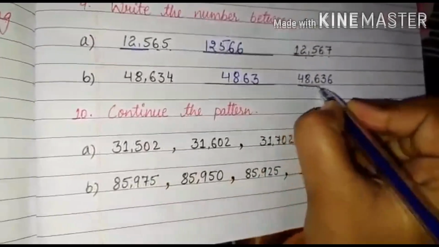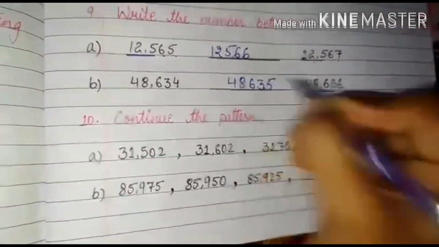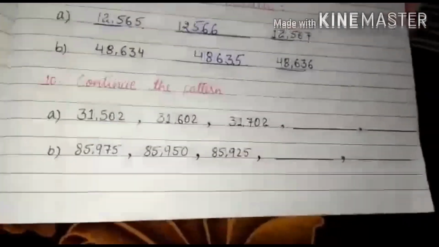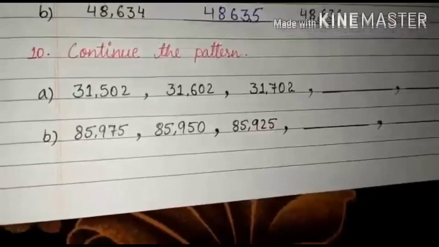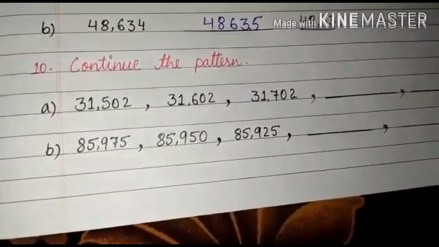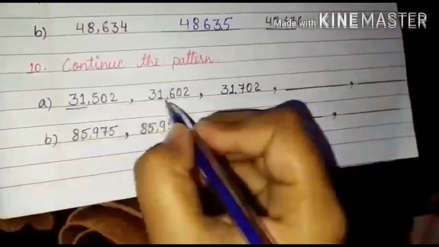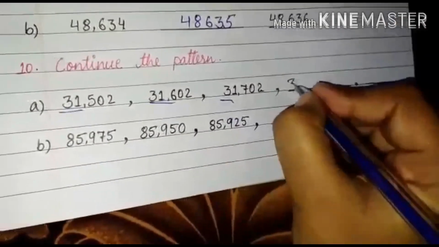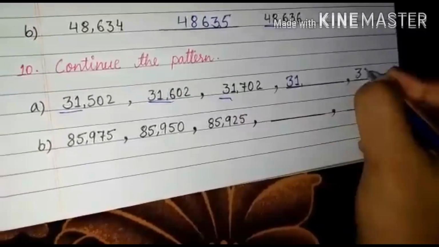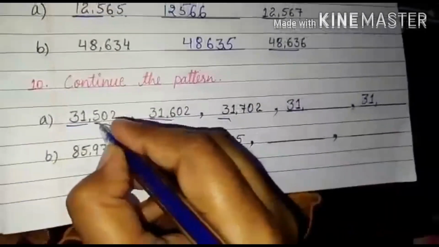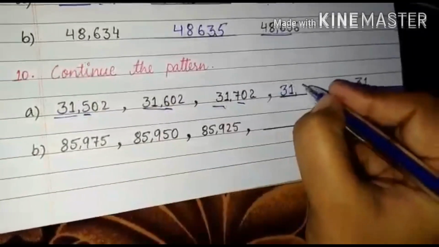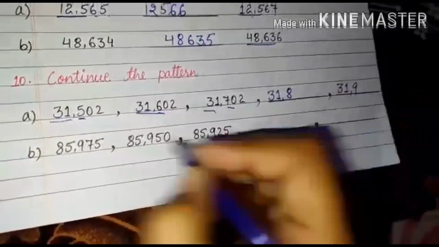48,634 and 36. So it must be 35 here. Last question of the exercise. Continue the pattern. I'll tell you a trick behind it. 31,000, 31,000, 31,000. So it must be 31,000, 31,000. Okay. 500, 600, 700. So obviously 800, 900.